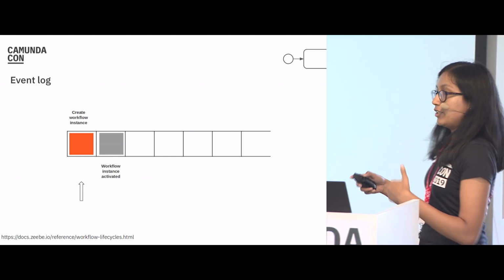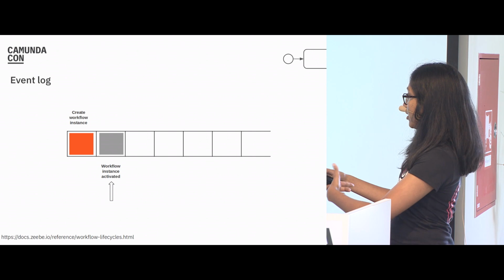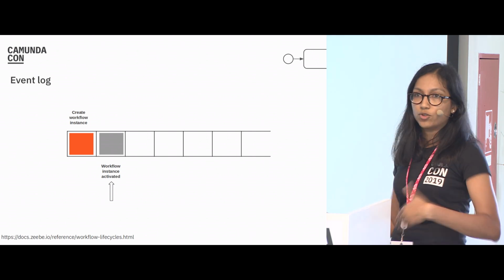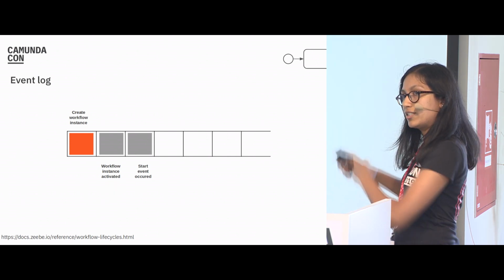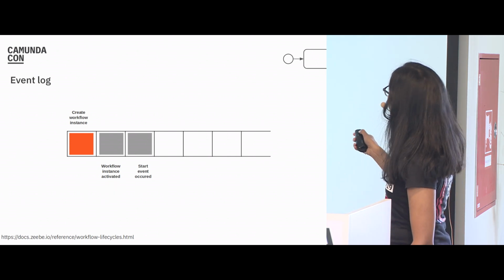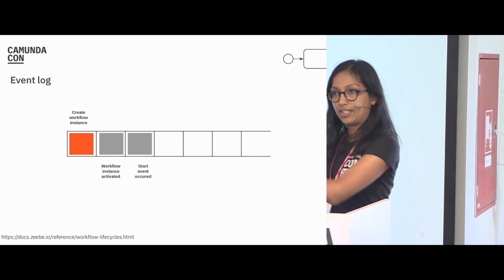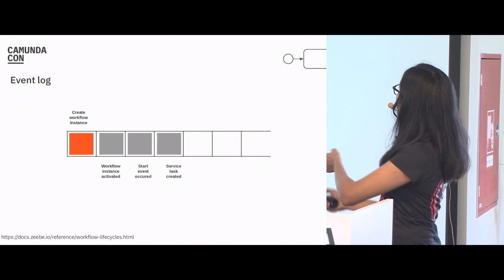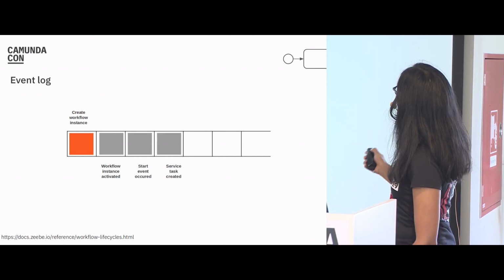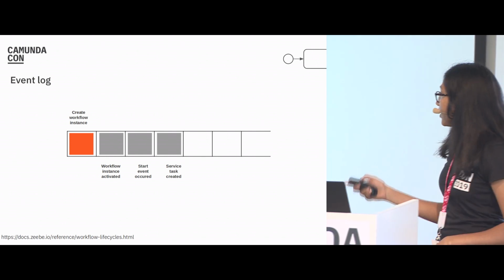And then the processor goes to the next event in the same log, and processes it. OK, so the workflow instance is created. So what's next? We have to start with the start event, because that's the first thing in the workflow. It then writes an event, OK, the start event is ready, and then it further processes these events, and then it reaches the service task, and it writes, OK, now the service task is created.